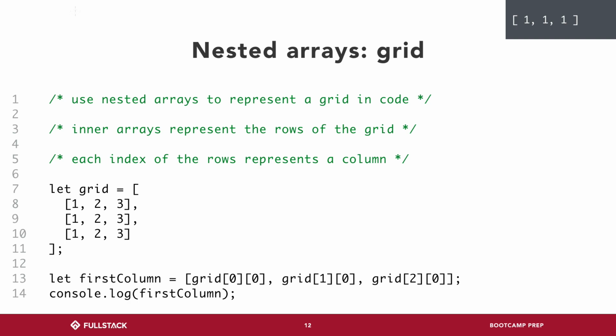So this would be grid[i][0], grid[i][0], grid[i][0], because each time i is going 0, 1, 2 in that loop, and then I get the first column. It's cool once you start recognizing patterns. It's all about starting to recognize patterns.